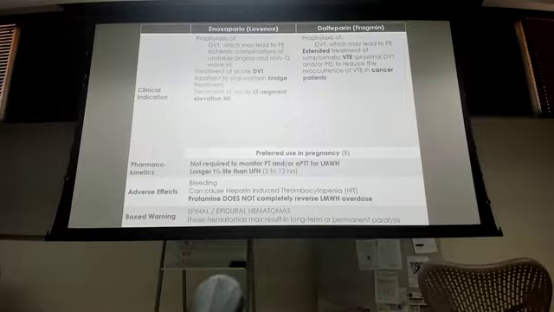Remember that low molecular weight heparin is going to be your drug of choice for anticoagulation in your pregnant patients. They don't cross the placenta, lower risk of HIT, and so you're going to use them preferably in pregnancy over the unfractionated.